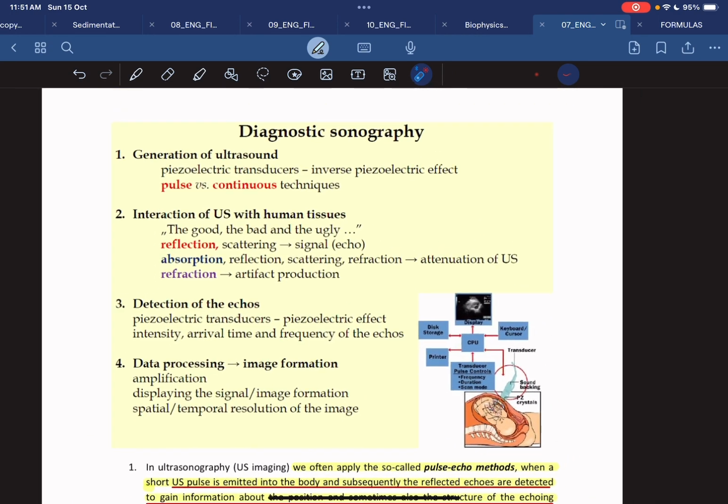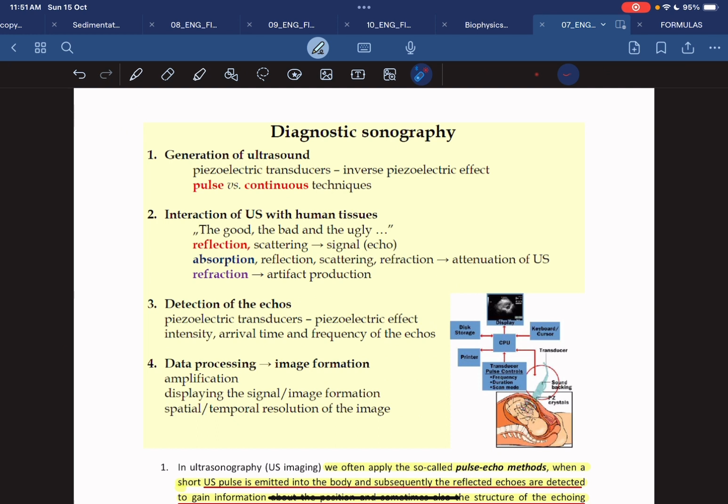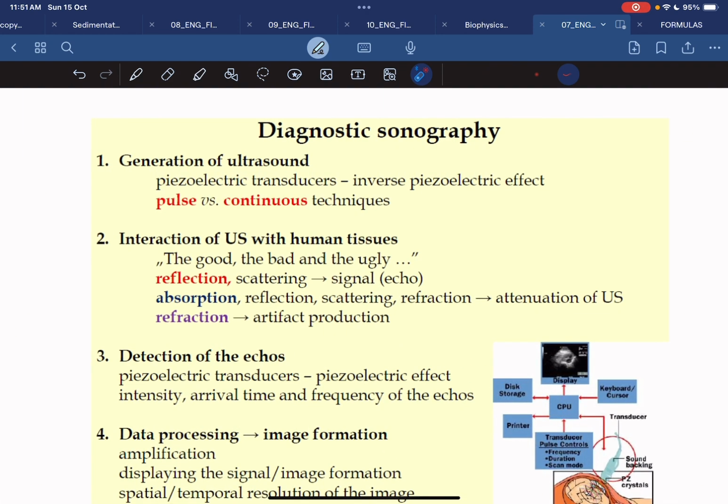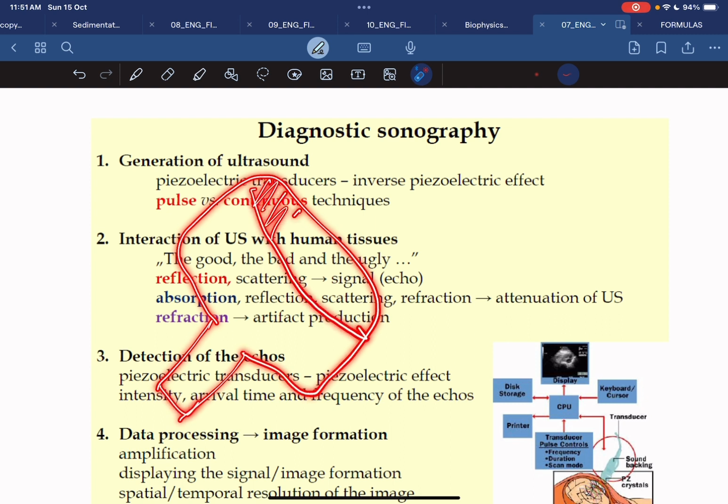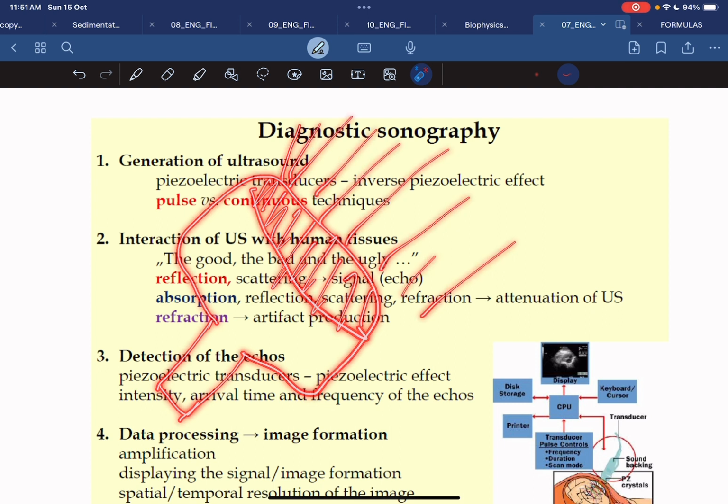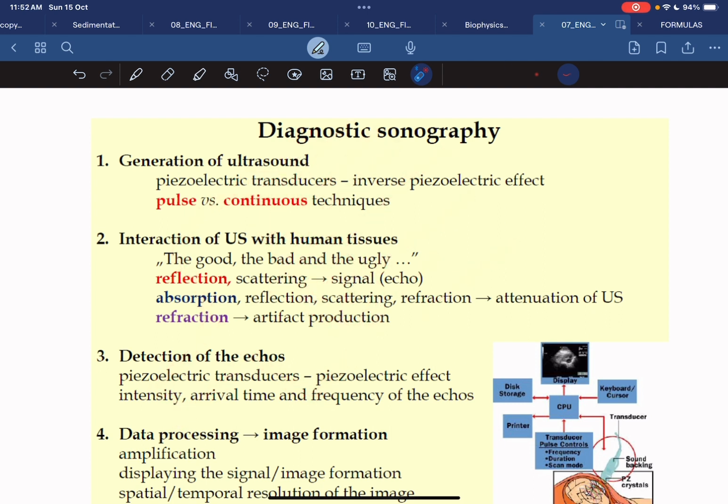Diagnostic sonography. Now we're just talking about what kind of material, what kind of waves, or what are the techniques with which we produce ultrasound. Now, using piezoelectric transducers, what are these transducers? Transducers are those machines that you see a doctor use on a pregnant woman. This is the transducer machine. This is the machine which produces the ultrasound, basically. Now, there are two ways you can do this. You can use the pulse technique and the continuous technique.